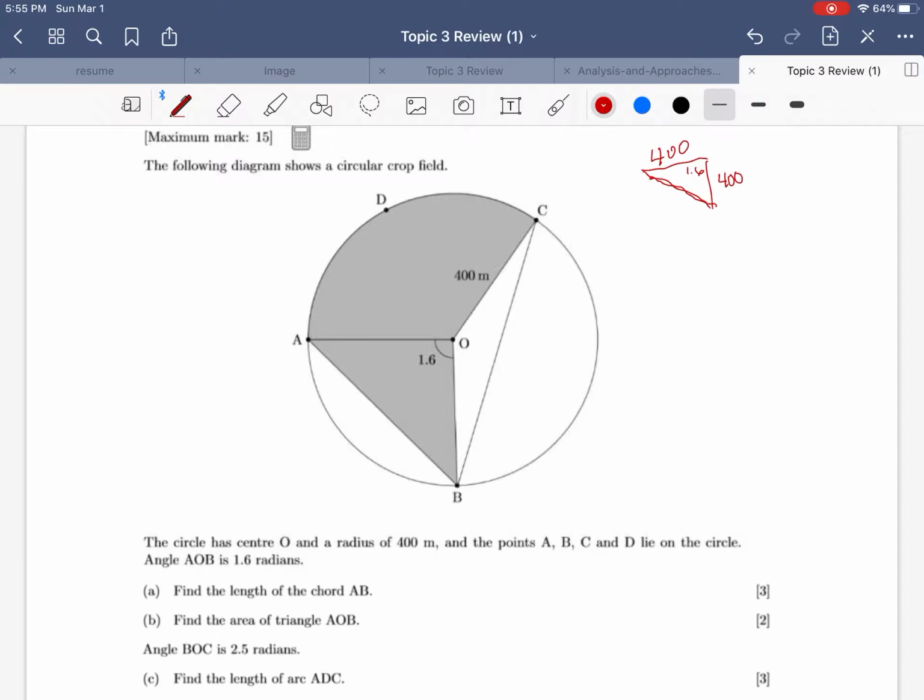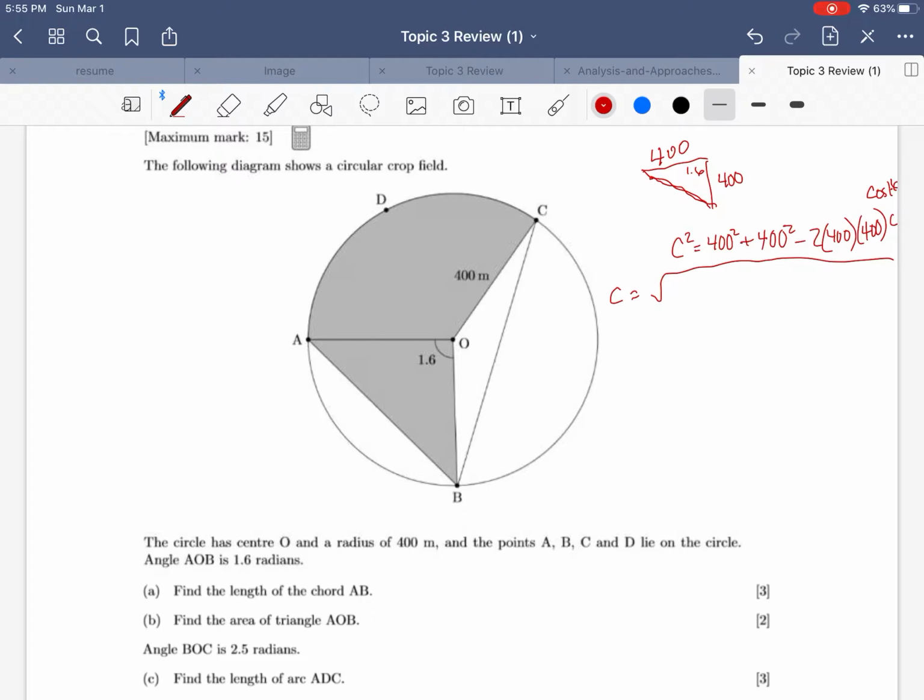So let's go back. We have our c squared, our missing side, is equal to 400 squared plus 400 squared, the two legs squared added together, minus 2 times the two legs, 400 times 400 times the cosine of the angle. Sorry, red ink. Cosine of 1.6.